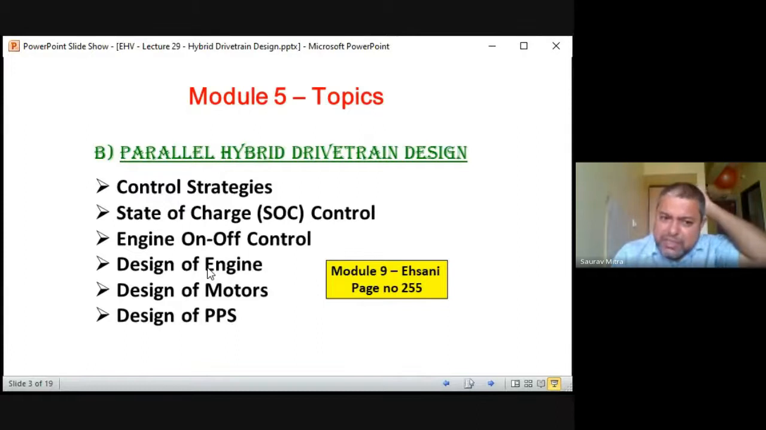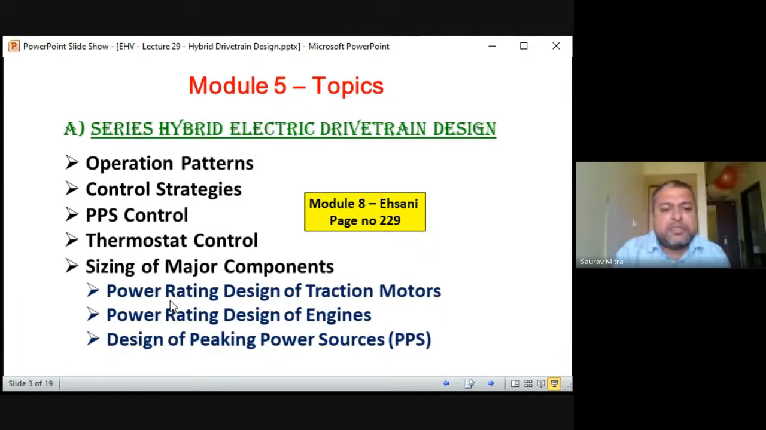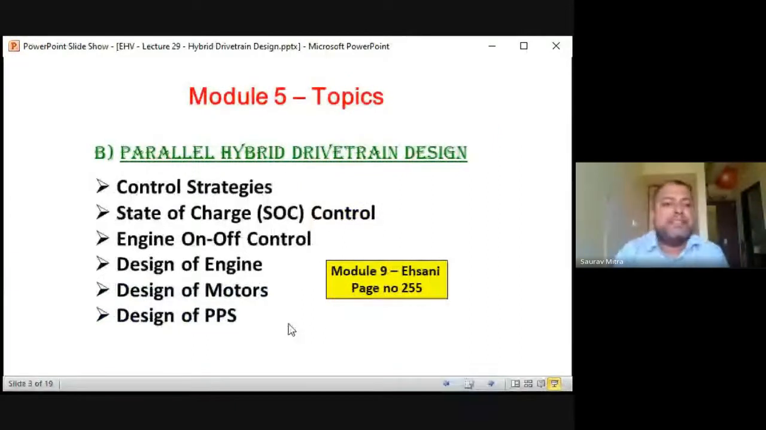These are mainly the three things, that is engine and PPS. They are the sources through which the drivetrain is given the power. So these are the three designs. In the previous case also we have found design of traction motor, design of engine, and design of PPS. So in both the cases we'll find this. I'll try to finish the whole module in 4 to 5 lectures.